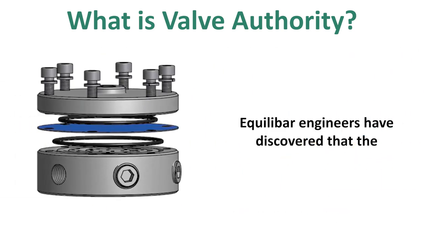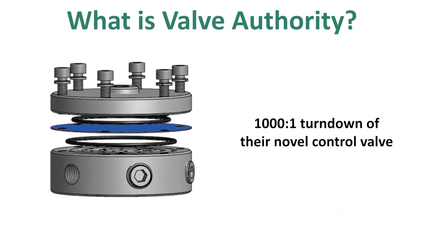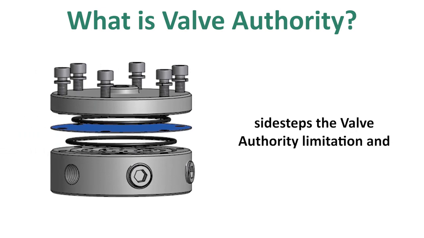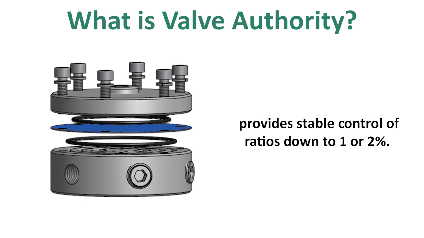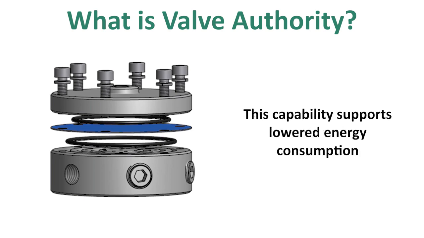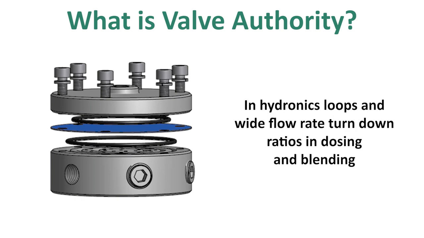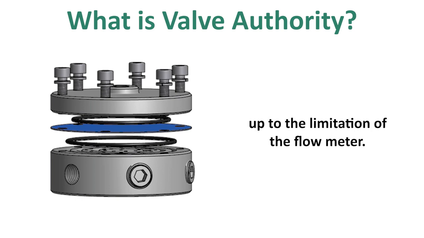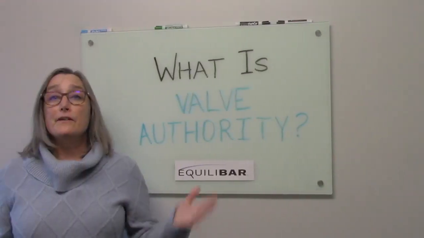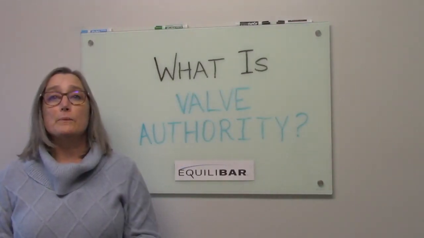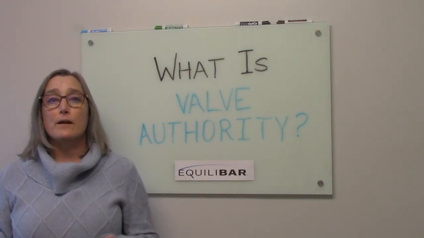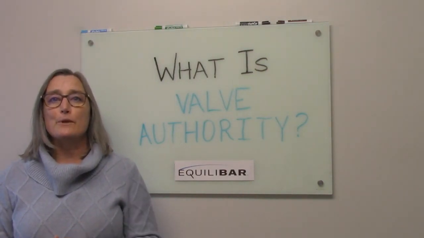Equilibar engineers have discovered that the 1,000 to 1 turndown of their novel control valve sidesteps the valve authority limitation and provides stable control of ratios down to 1 or 2%. This capability supports lowered energy consumption in hydronics loops and wide flow rate turndown ratios in dosing and blending, up to the limitation of the flow meter. Theory is great and all, but let's take a look at the Equilibar control valve controlling through a wide operating window with valve authority down below 5%.